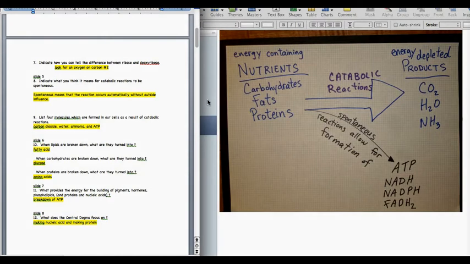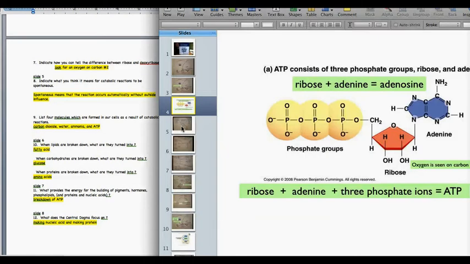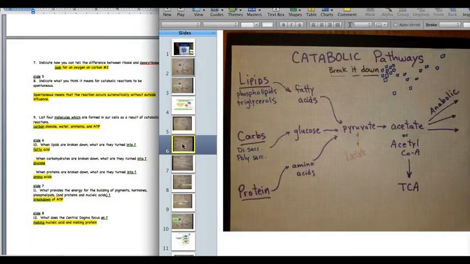Lipids, remember, are made of fatty acids. They break down into fatty acids. Carbohydrates are made of monomers of monosaccharides. They break down into monosaccharides. Proteins are made of amino acids. They break down into amino acids.